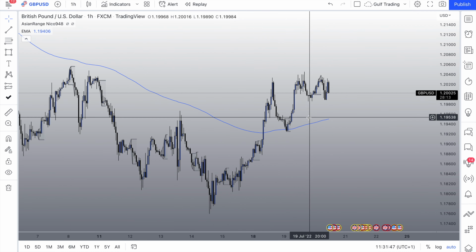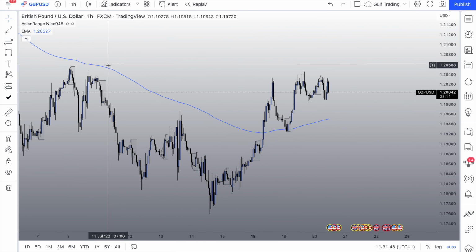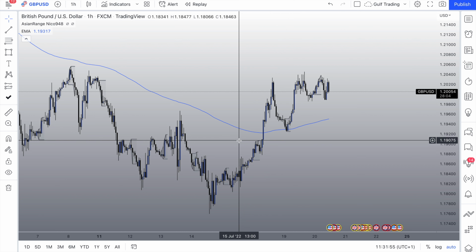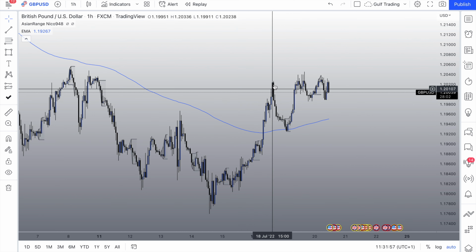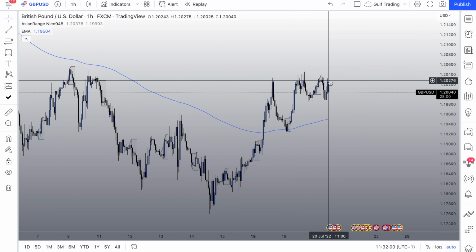A way to use this to filter your trades is to only take short positions when you're below the 200 EMA and only take long positions when you're above. It will filter out some winning trades, so you will miss out on a few winners, but it will also mainly filter out your losing ones. And so overall it is definitely useful.